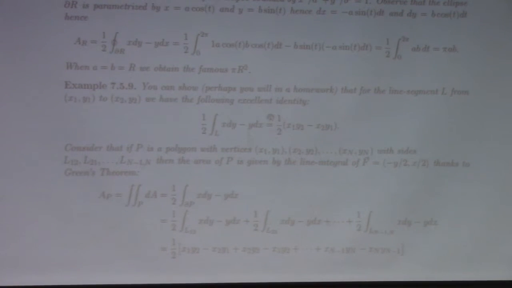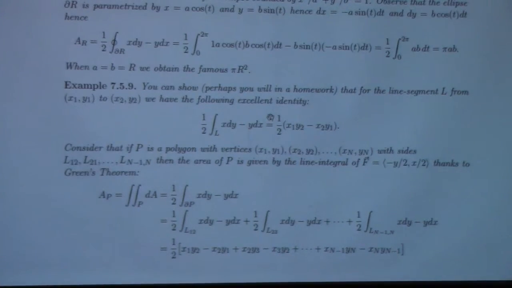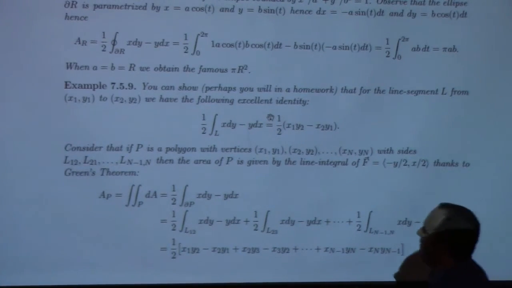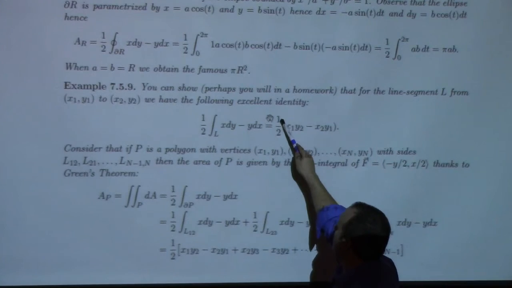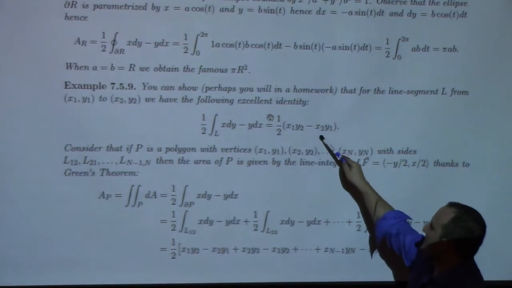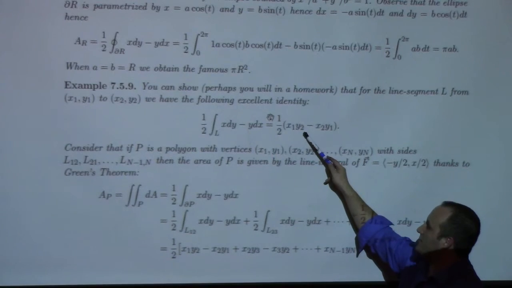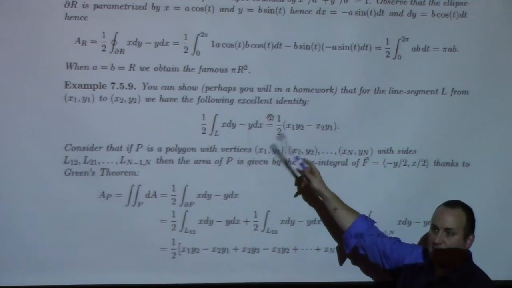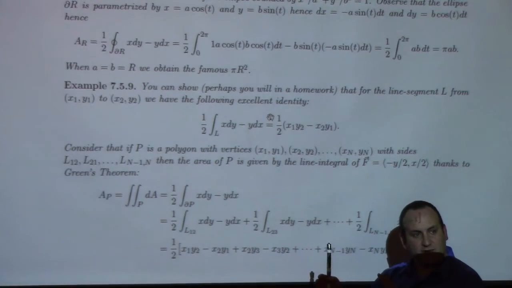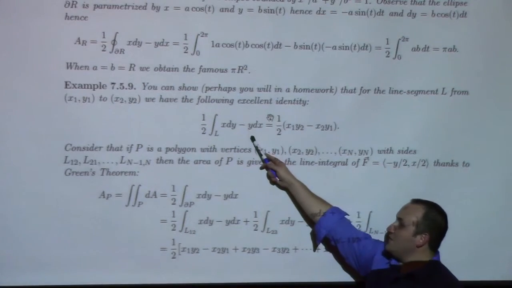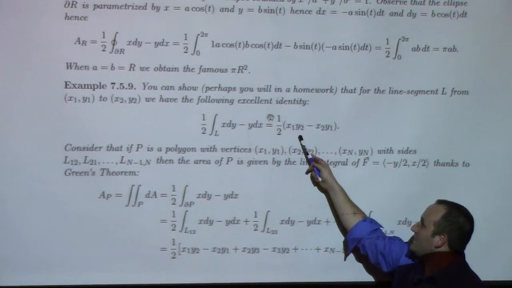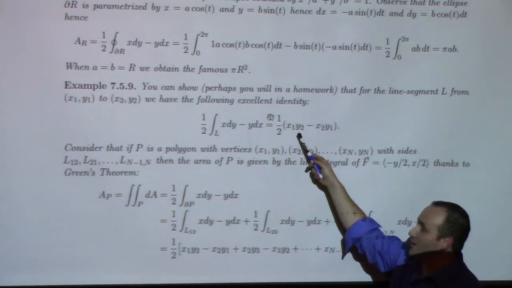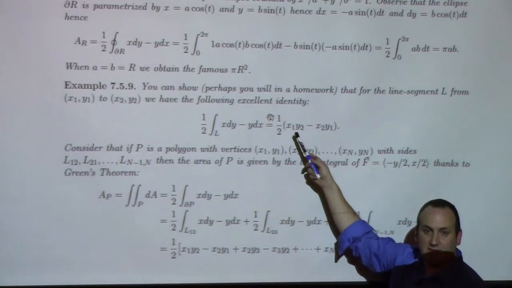Okay, so you can show that the integral of 1/2 x dy minus y dx is equal to 1/2 of x1 y2 minus x2 y1, where these are the x and y components. So this is the integral over a line segment that goes from x1 y1 to x2 y2. The value of this particular vector field's line integral along a line segment is simply given by this difference of products of their Cartesian components.